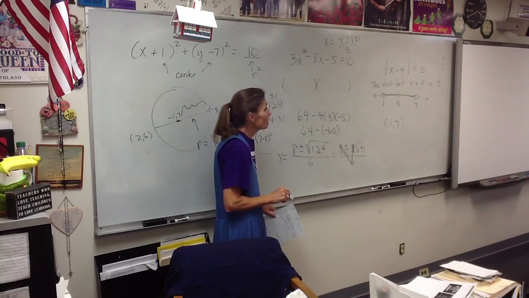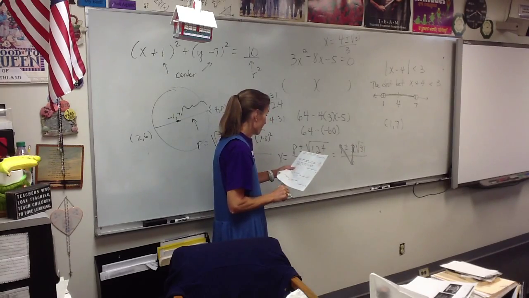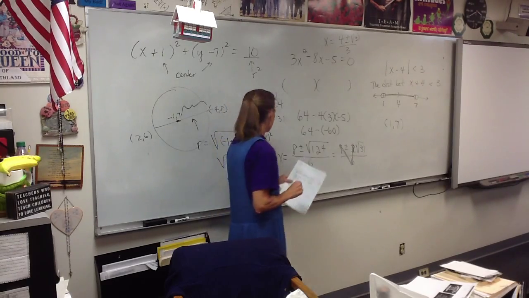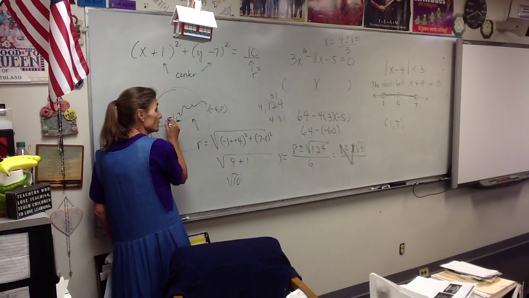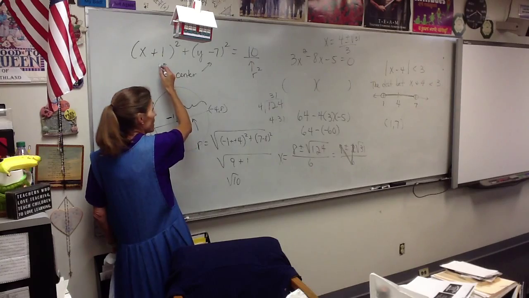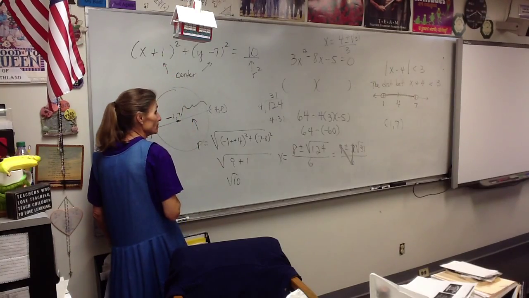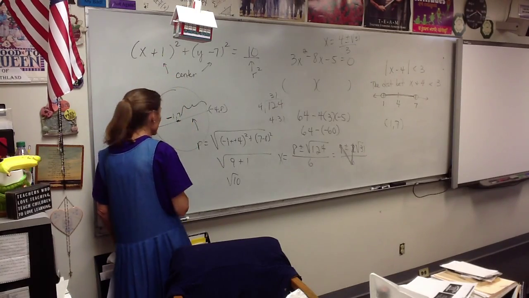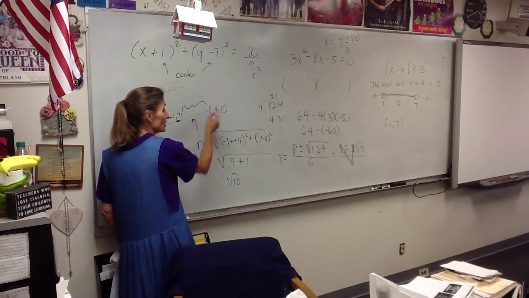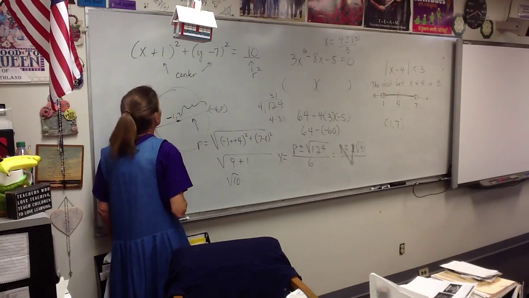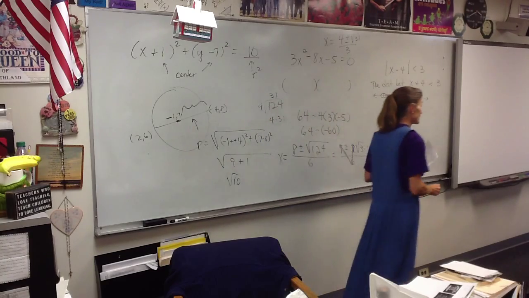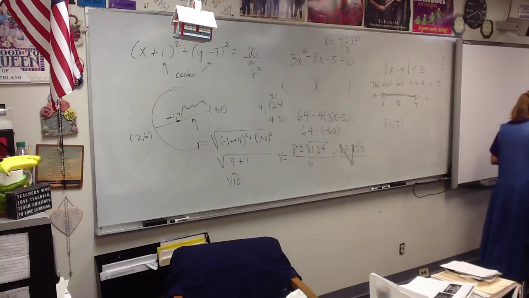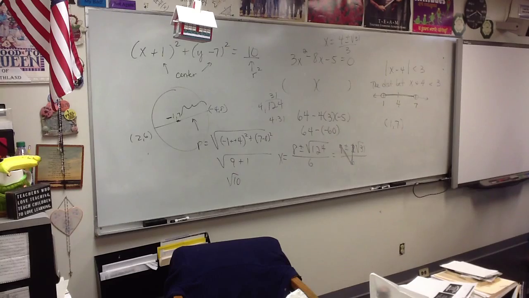Rachel? Number 7, why is it x plus 1? Because our center was at -1, and it's always the opposite. The midpoint was at -1, so that means x plus 1. And then y was at 7, so that's y minus 7. Anything else?